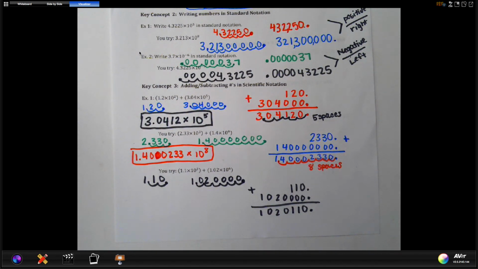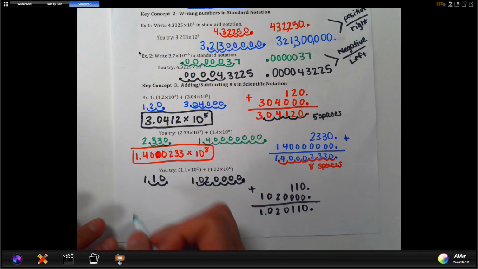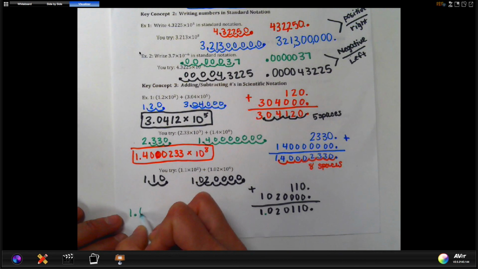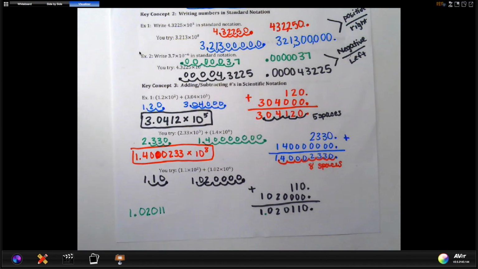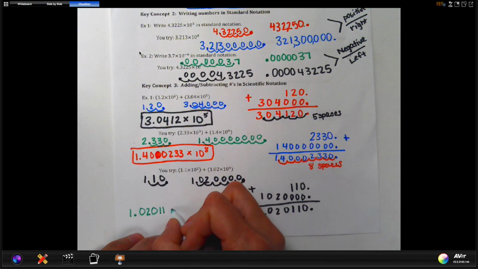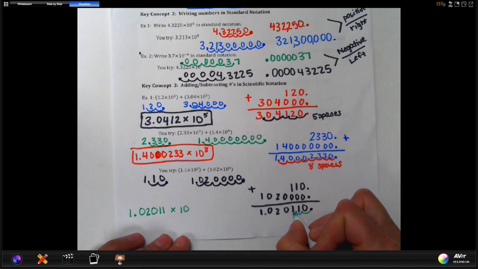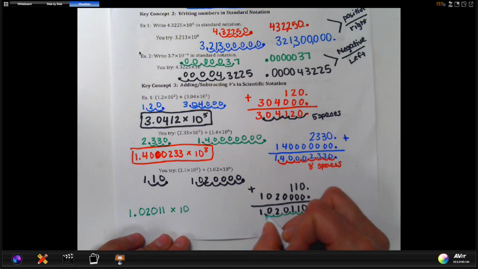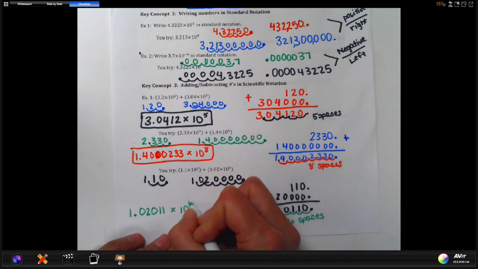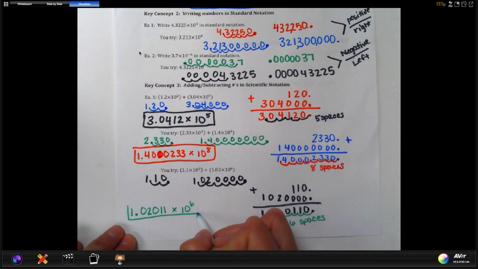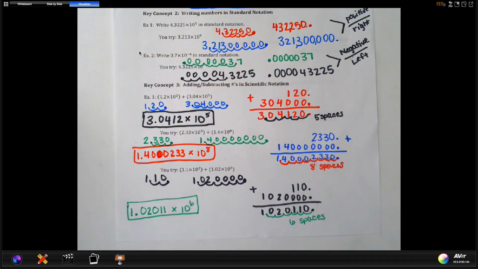So the decimal for scientific notation has to be behind the first digit. So I have 1.02011. Again, I only get to lop off 1 0 times 10. How many spaces did we move? 1, 2, 3, 4, 5, 6 spaces, which means that my exponent has to be a 6. And here's my answer. Okay, hopefully that's helpful to you.